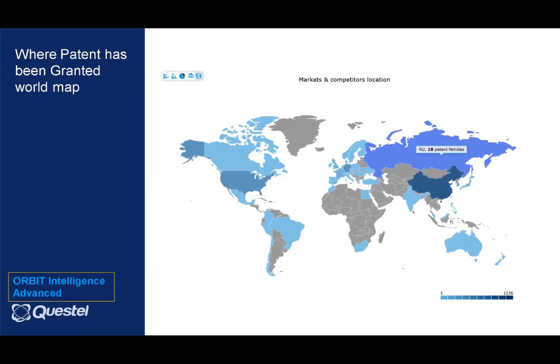Then this is also an important chart that we provide in Orbit, where you understand the market of your invention, in which countries the patent has already been granted, and where you want to focus next once your patent is available.